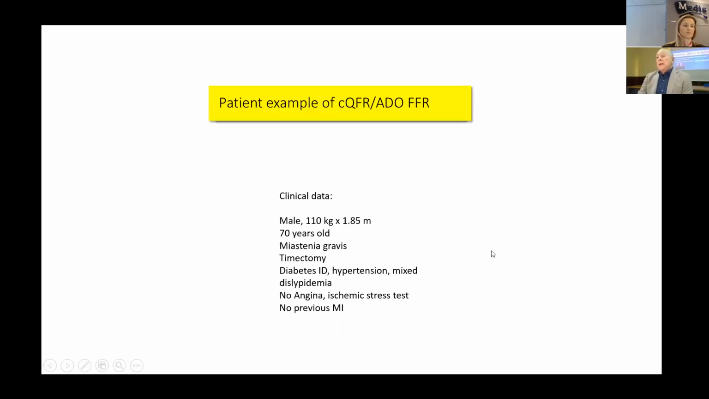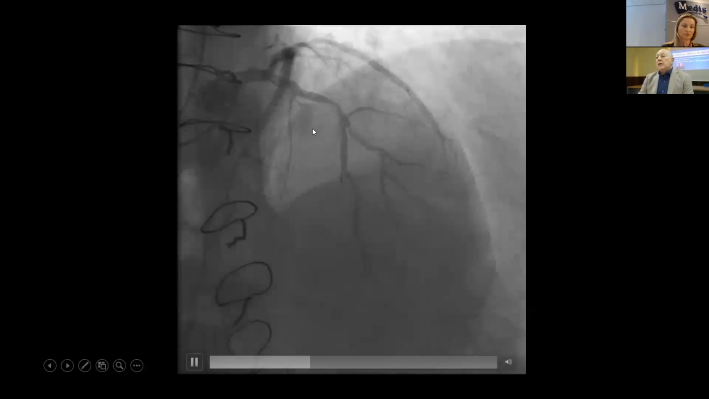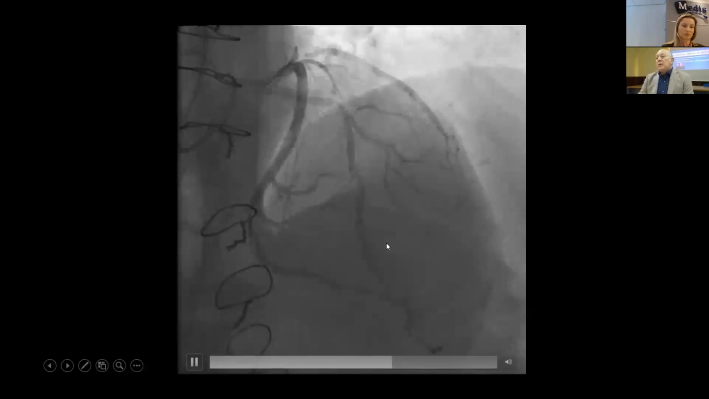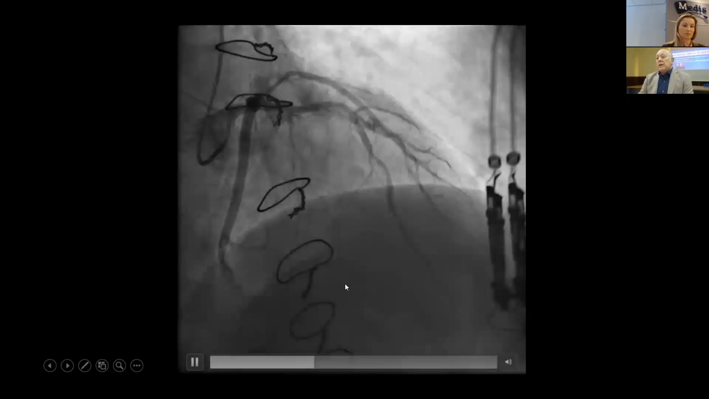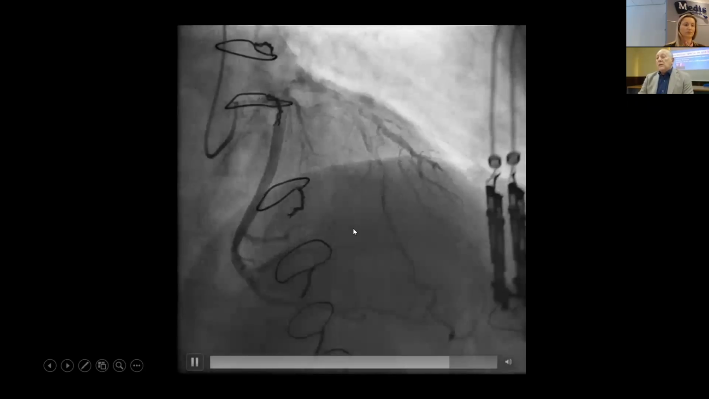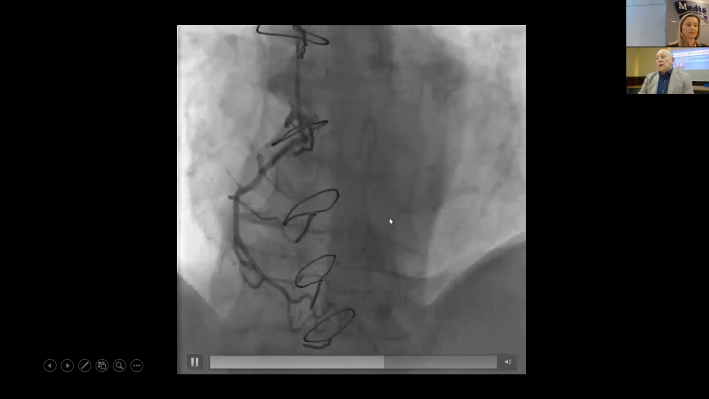This is another case, a very big male who was operated on by thymectomy for myasthenia gravis. He was diabetic, with only an ischemic stress test, no myocardial infarction. This is the coronary angiography. You see here multiple lesions in the LAD. This was left dominant circulation. It's only multiple lesions in the LAD. The right coronary artery was not important.